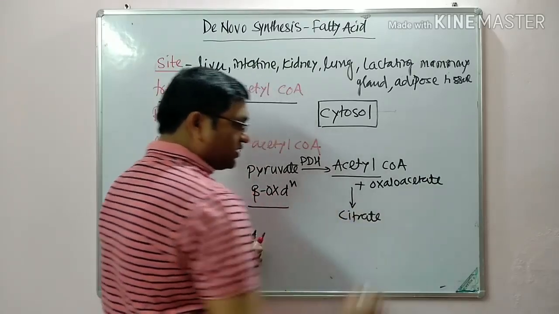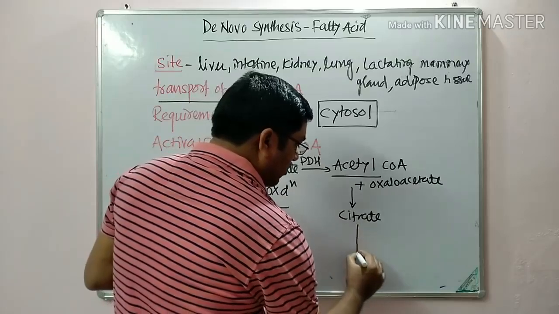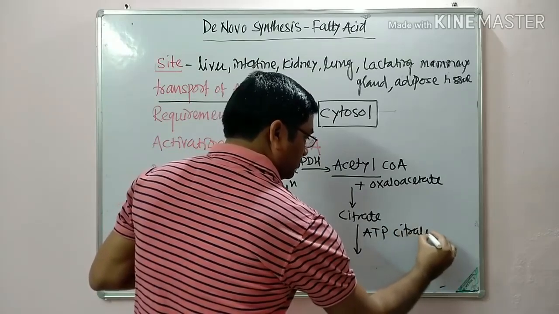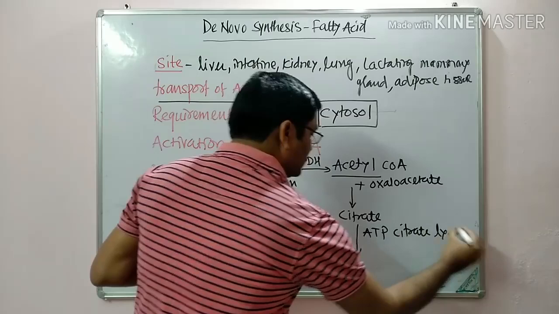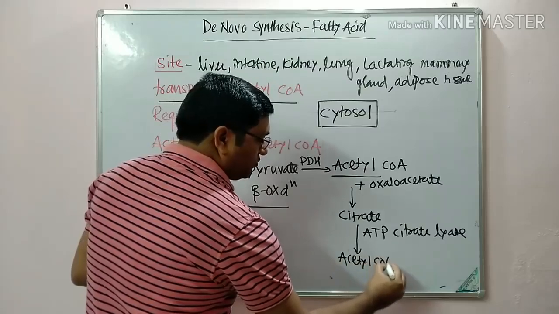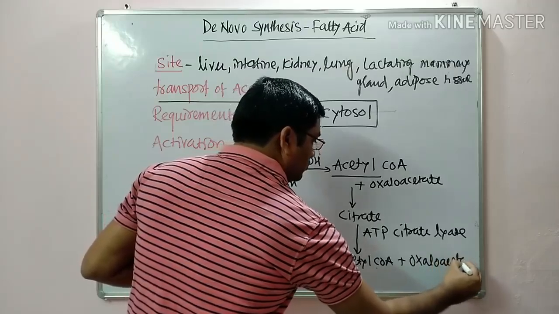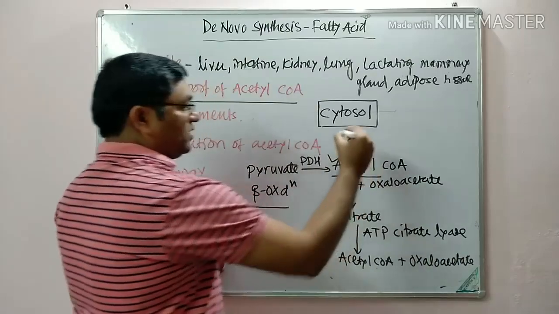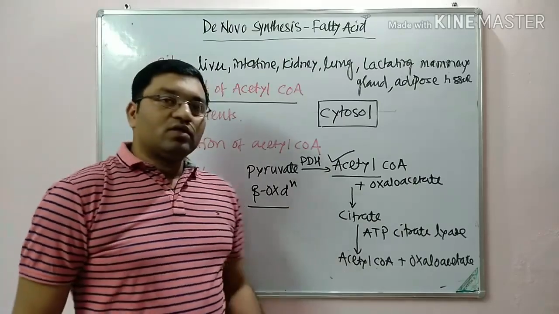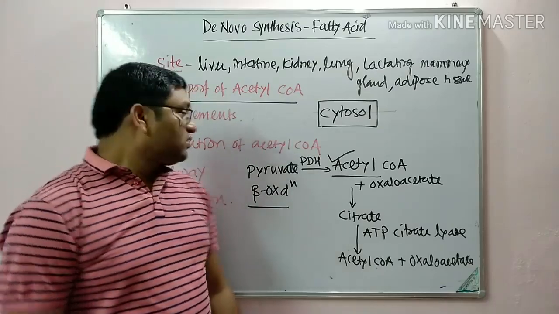Then citrate crosses the mitochondrial membrane, and in the cytosol, with the help of ATP citrate lyase, this citrate is converted into acetyl coenzyme A plus oxaloacetate. This is how acetyl coenzyme A is transported from the mitochondria to the cytosol, and fatty acid synthesis occurs in the cytosol.